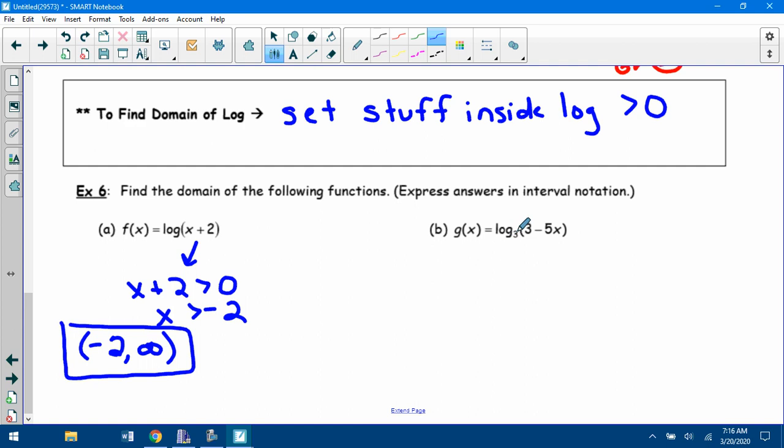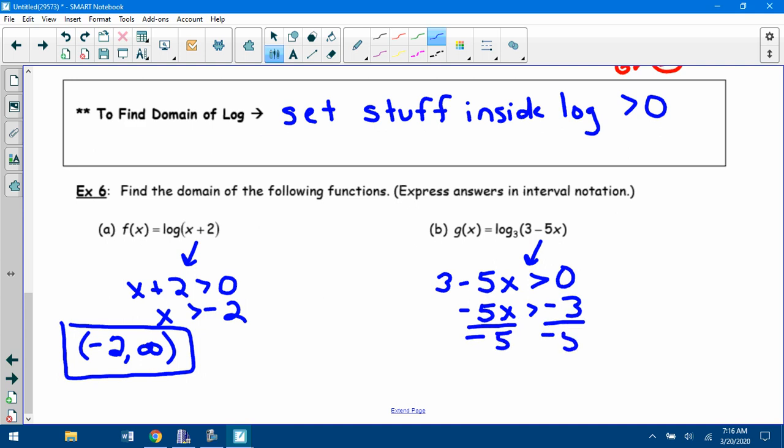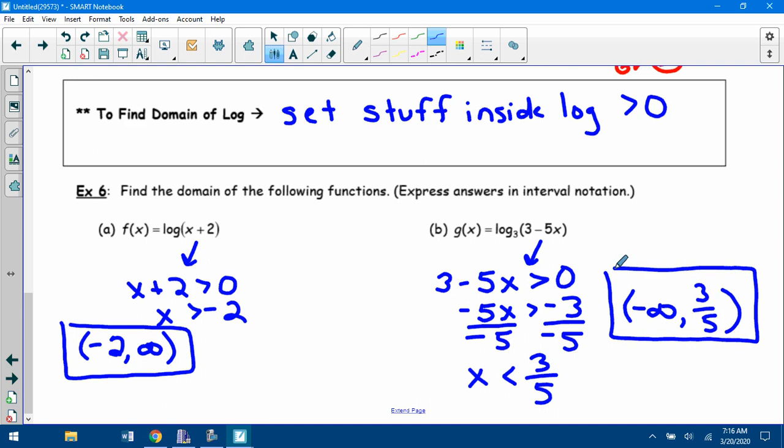Doesn't matter the base. Log base 3 of this stuff, same idea. Since it's a log, the stuff inside it, if I'm finding the domain, has to be strictly greater than 0. -5x is greater than -3. What happens when I divide by a negative? That sign flips. x is less than 3/5. So think about what that means in interval notation. If I'm less than 3/5, I can be all the way over to negative infinity up to 3/5, but not including it because logs can't be 0.